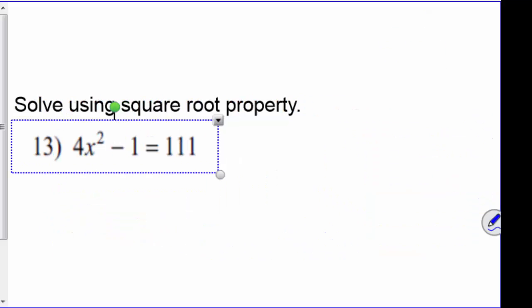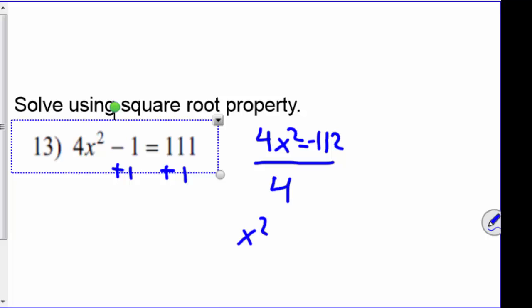Alright, last problem. Notice the b value in this problem is 0, so we just want to get x squared by itself and then take the square root. So we add 1 to both sides, and then we want to divide both sides by 4. So we end up with x squared equals 28. So we take the square root of both sides.